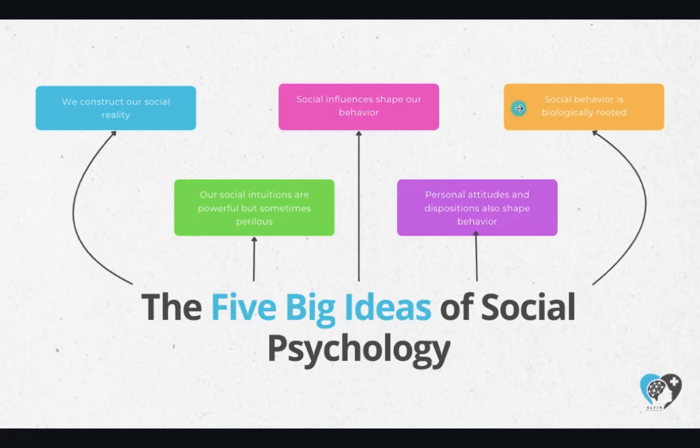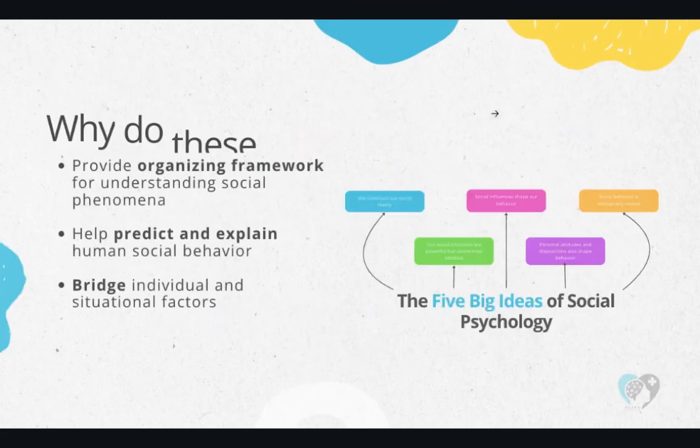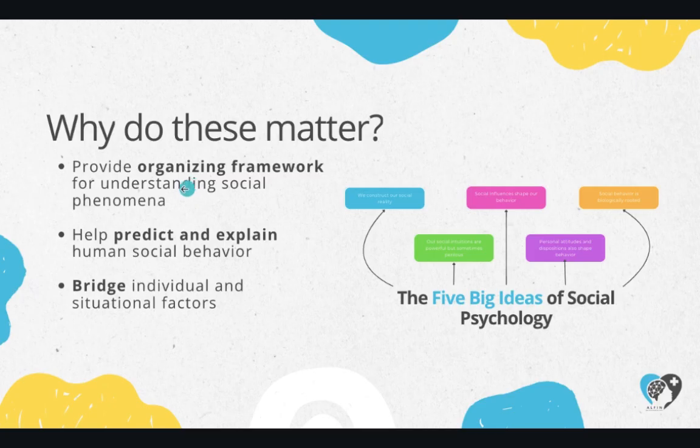Now, why do these principles matter? Well, they provide us an organizing framework for understanding social psychology or social phenomena. These frameworks also help us predict and explain human social behavior. If you compare it to music, music has foundational concepts: rhythm, melody, harmony, right? And biology as a field has natural selection as a central organizing principle.